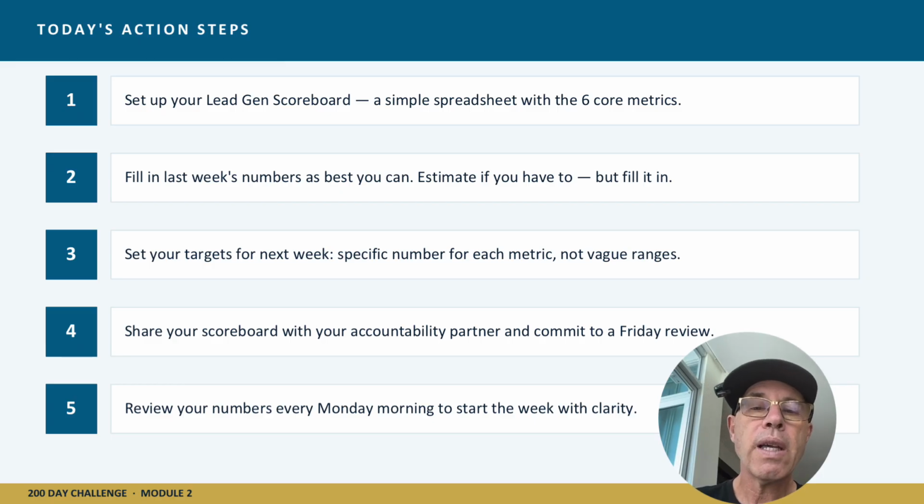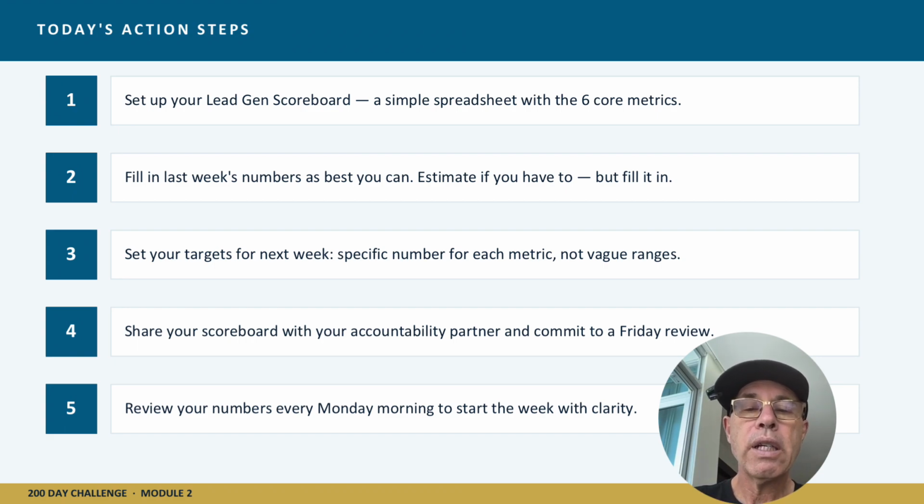Number 3, set your specific targets for next week. Numbers, not ranges. 25 phone calls, not "I'm going to do more calls." 4, share your scoreboard with your accountability partner and commit to a Friday review call. 5, review your scoreboard every Monday morning to start the week with clarity about what you need to accomplish.